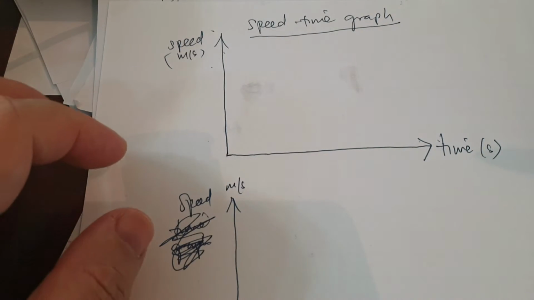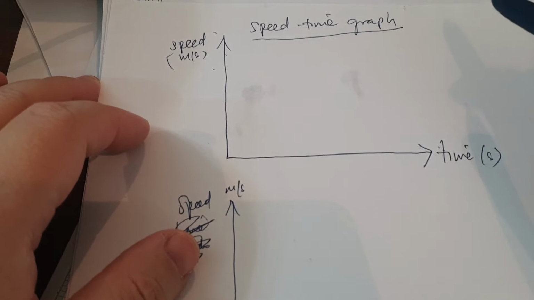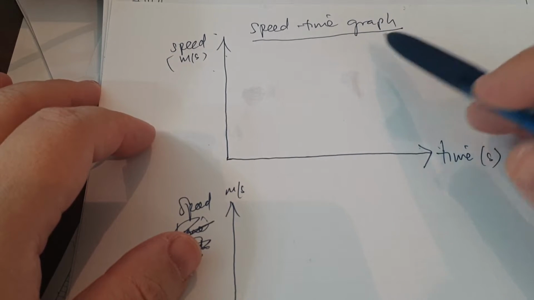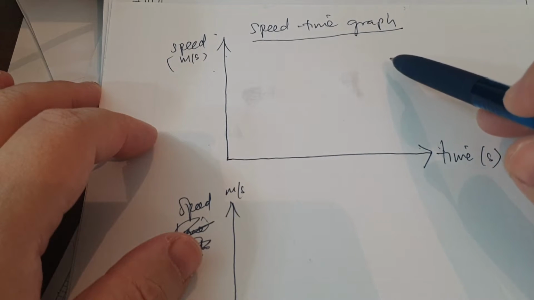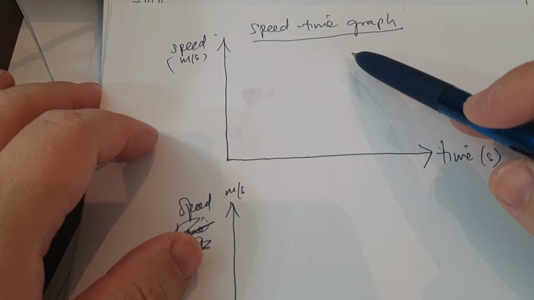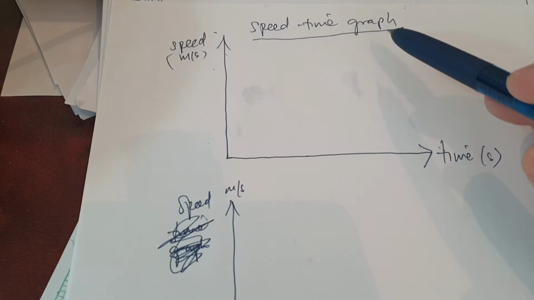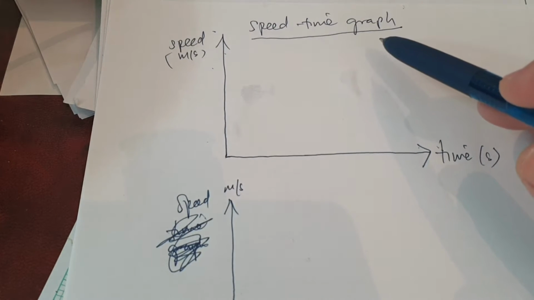Okay, let us go back to Sec 3 work. Now, this is on speed time graph, distance time graph, acceleration time graph. Okay, now this is an example of how we can use graphs to represent real world things.